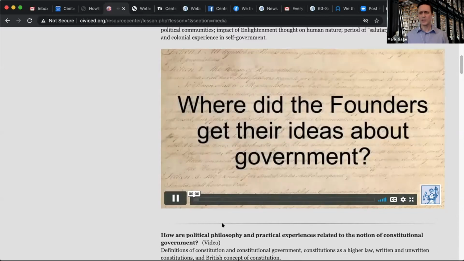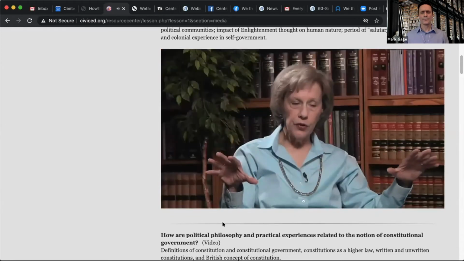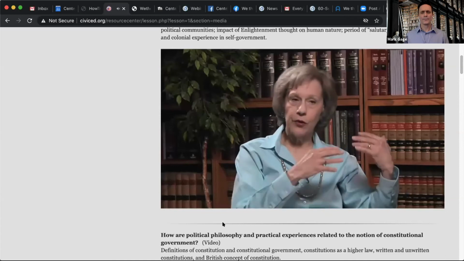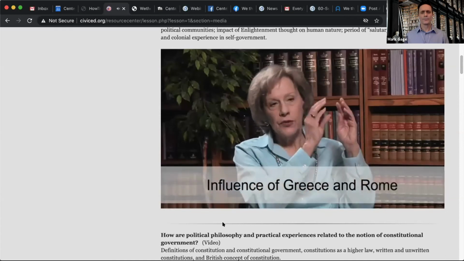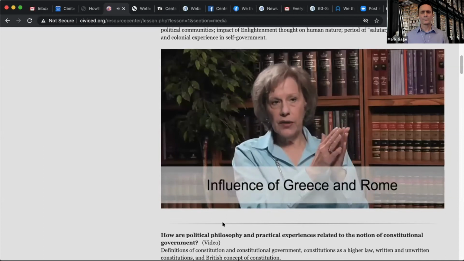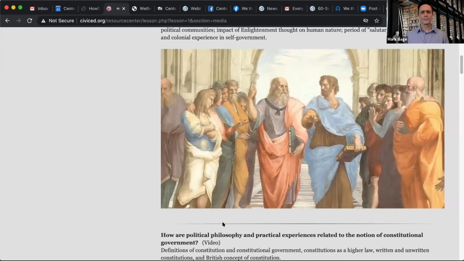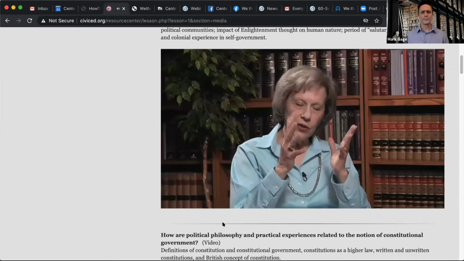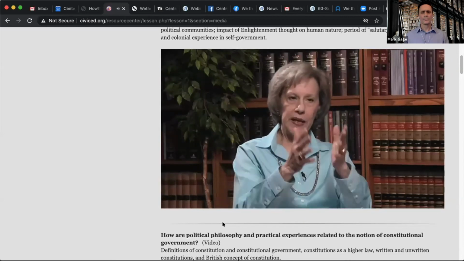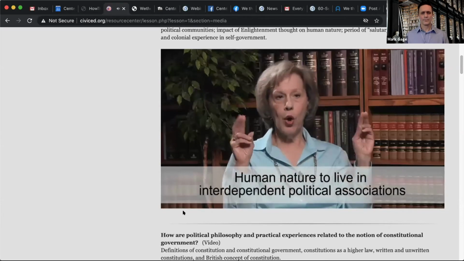Where did various founders get their ideas about government? Well, as we were just talking about, a great range of colonists and people with different kinds of education and different kinds of experiences. Some of the colonists were trained in ancient philosophy. They had read Plato and Aristotle and Cicero, and they were of the belief, the ancients, that whenever we see a human being, we see him in association with another human being. Human beings are polis animals.